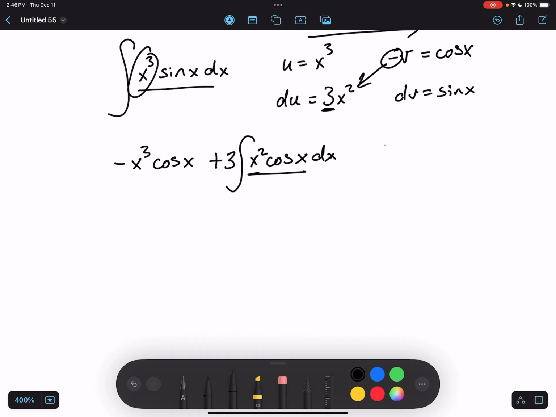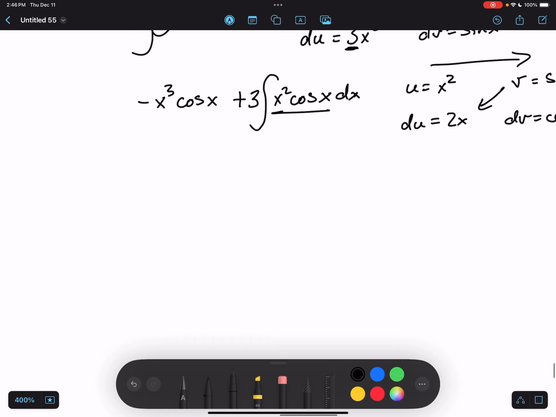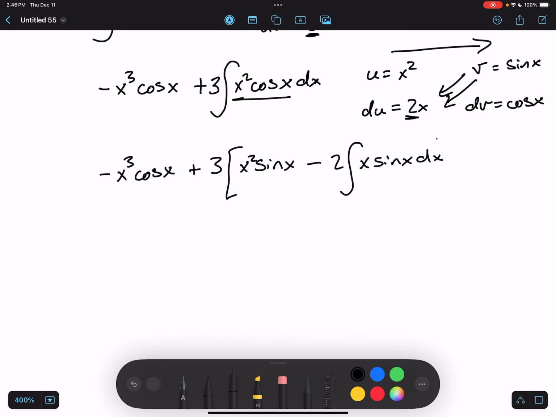And this is another integration by parts pair, so we'll set u now equal to x squared. The derivative of u in this case is 2x. We'll let dv equal cosine x, and we'll integrate that to find sine x as our v. Integration by parts once more, we'll go across and down over. So then we rewrite the first bit, minus x cubed cosine x plus 3 times now x squared sine x minus, we'll go down this way, we've got a 2 there out front, times the integral x sine x dx.